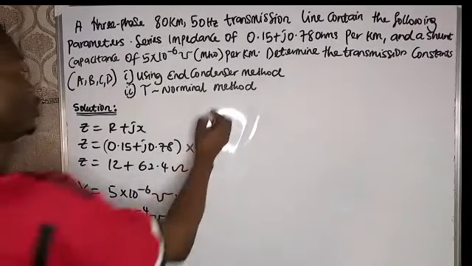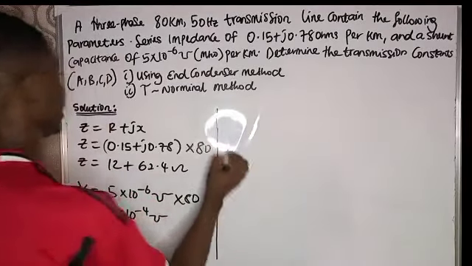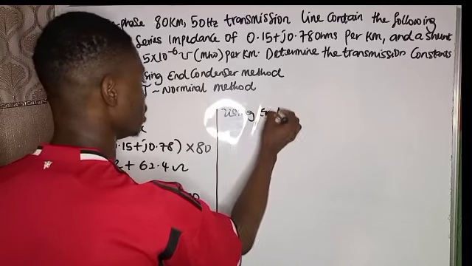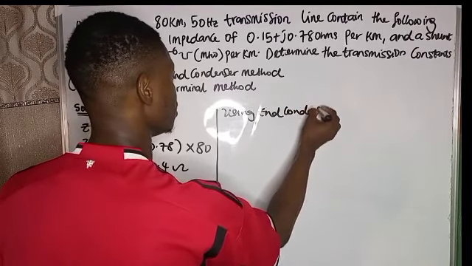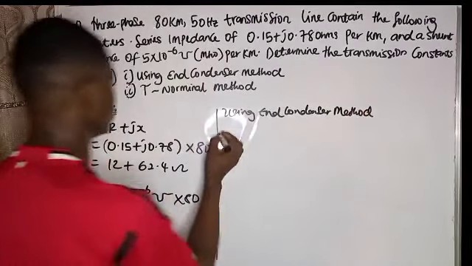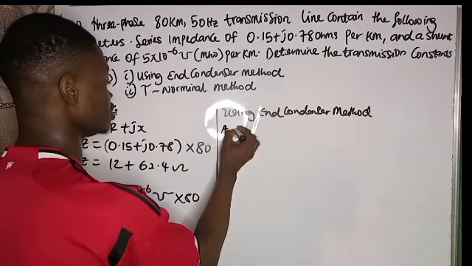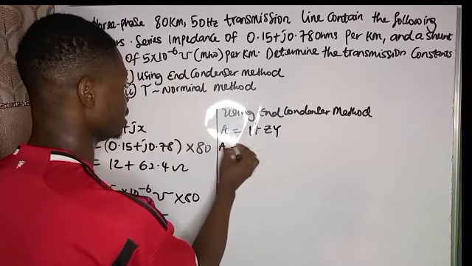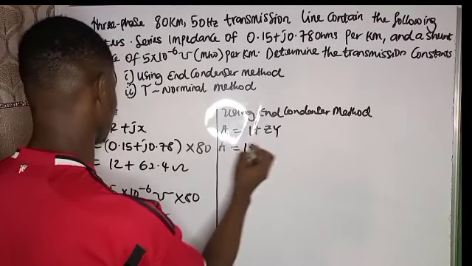So we use our nominal... N condenser method. Using the N condenser method, we are going to have our A is equals to 1 plus ZY. So our A is equals to 1 plus Z is what?